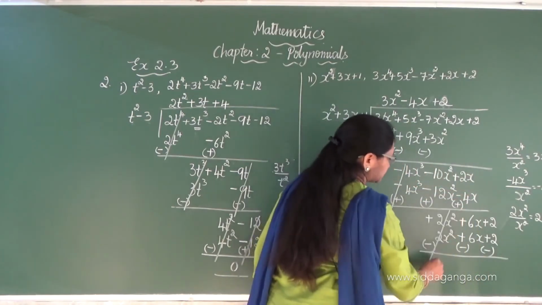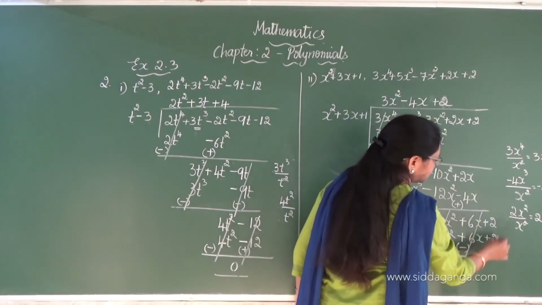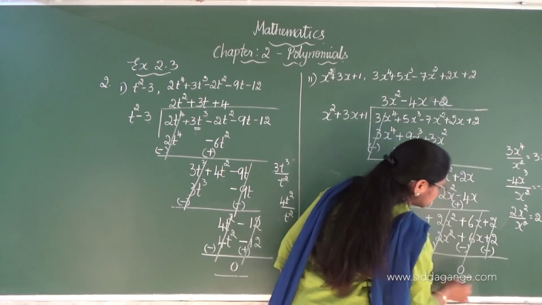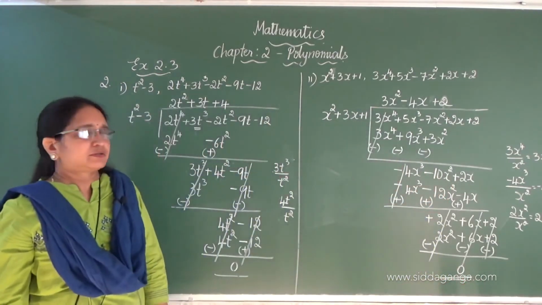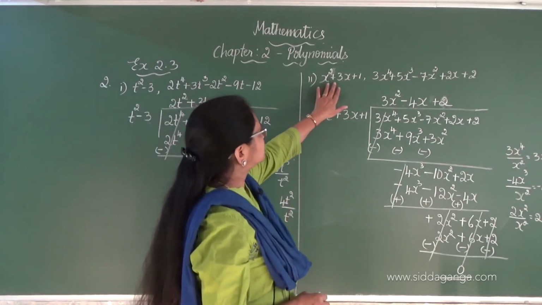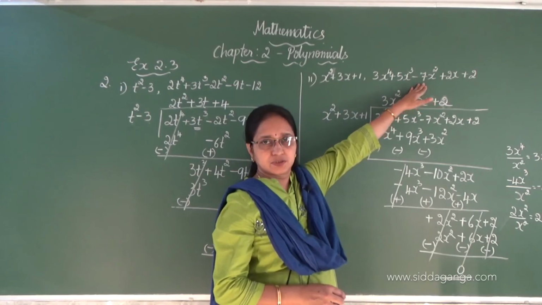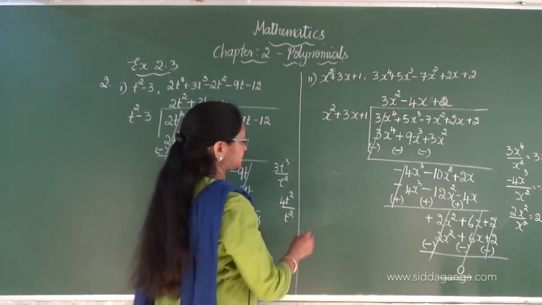Now see here, plus and minus cancel. Plus and minus 6x cancel. Plus 2 and minus 2 cancel, giving you 0. Now in this case also, the second one also, the first polynomial is the factor of the second polynomial. So, the conclusion is very, very important.